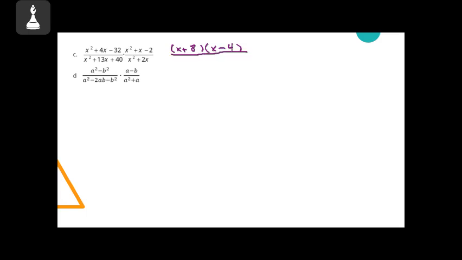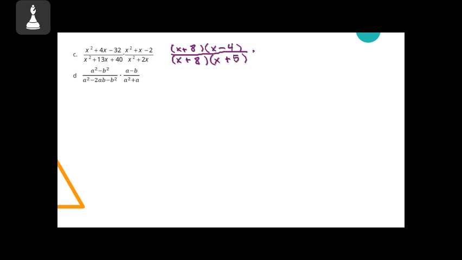All right, bottom of that fraction, x squared plus 13x plus 40. Again, a trinomial, so we're looking for what multiplies to 40 that also adds to 13. So 4 and 10, that would make 14, so that doesn't work. 8 and 5. 8 times 5 is 40, and 8 plus 5 is 13.